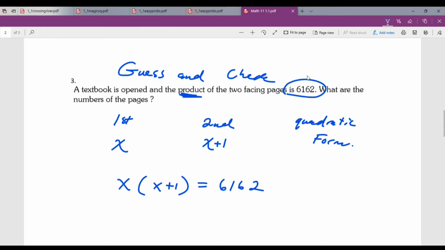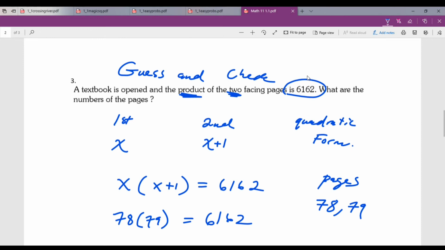The numbers that I guessed are 78 and 79, and if you multiply that with a calculator, you do get 6,162. So that's our two numbers. The two numbers are 78 and 79. So I know the pages are 78 and 79.